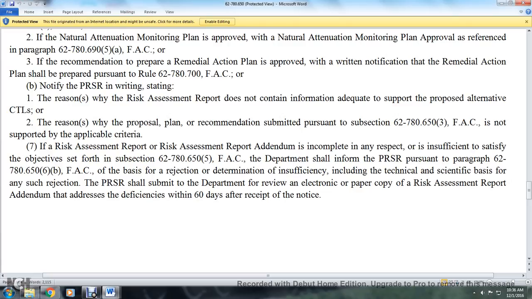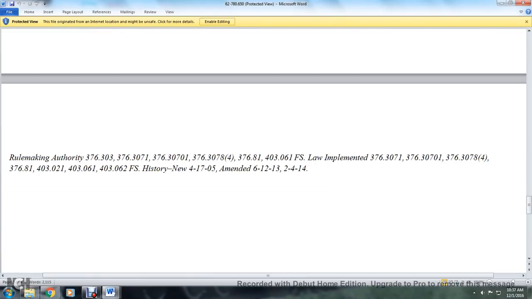7. If the risk assessment report is incomplete or insufficient to satisfy the objectives set forth in subsection 62-780.650, Florida Administrative Code, the department shall inform the person responsible for site rehabilitation pursuant to 62-780.650(6)(b), Florida Administrative Code, of the rejection and the determination of deficiency, including the technical and scientific basis. The person responsible for site rehabilitation shall submit to the department for review, electronically or on paper, the risk assessment report and address the deficiencies within 60 days after the notice.